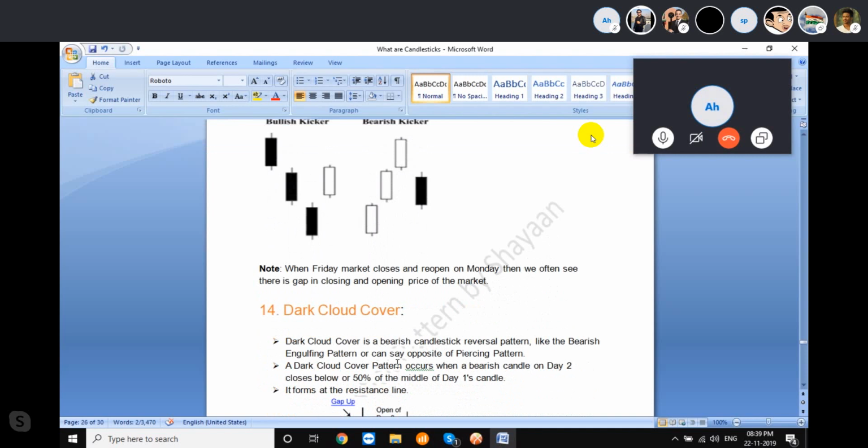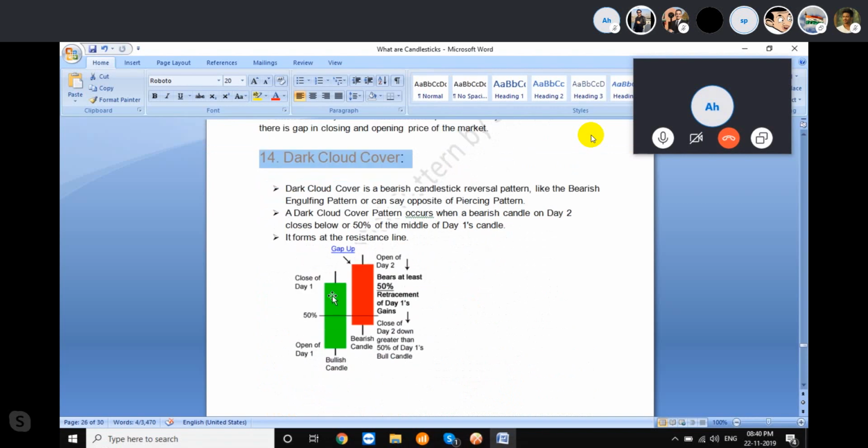Okay, good. The next is dark cloud cover. What is it, guys? Sir, it is the opposite of the piercing pattern, but it forms at the resistance level. Okay, absolutely correct.